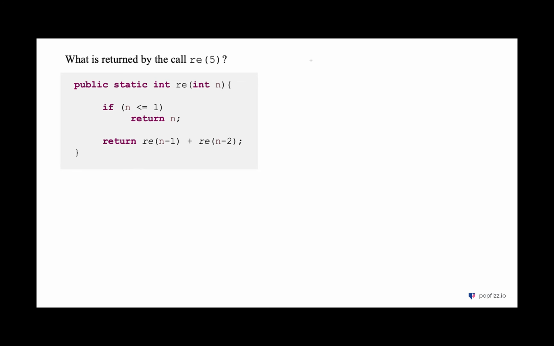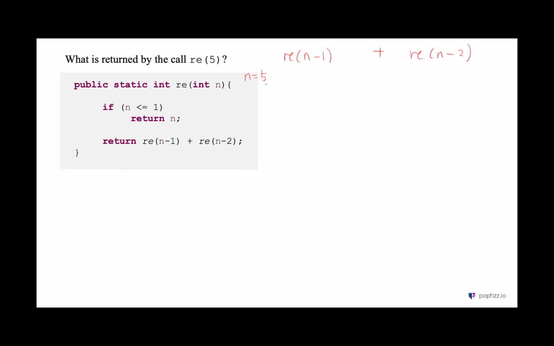So for this one, we're going to need a lot of space. So I'm going to write our last return statement on the top. Re n minus 1 plus re n minus 2. And our n value will start with 5.